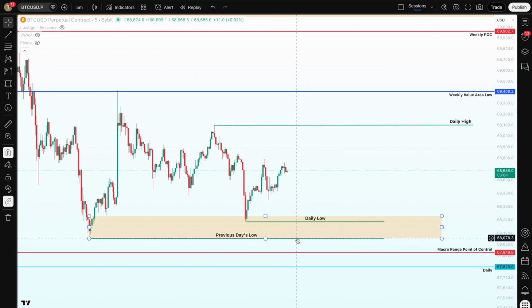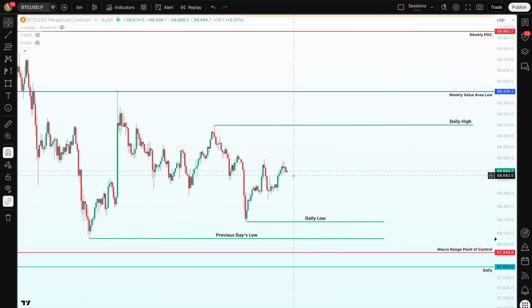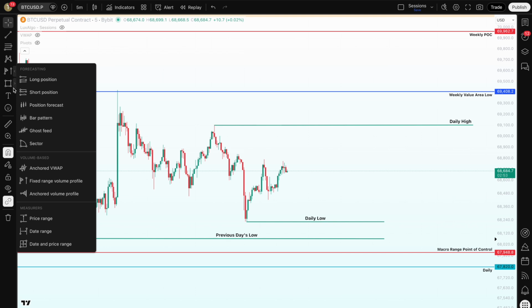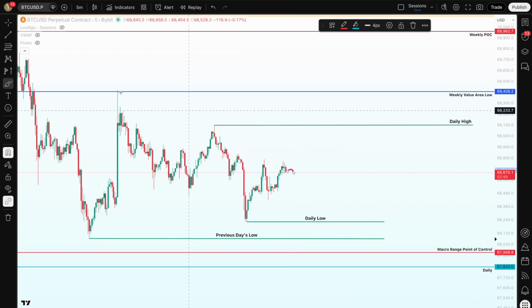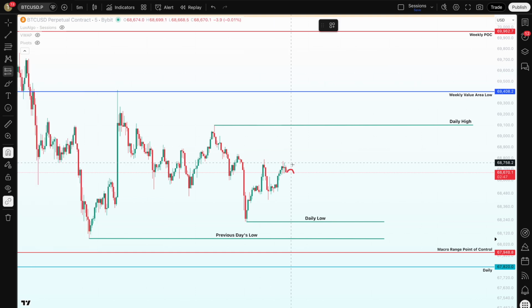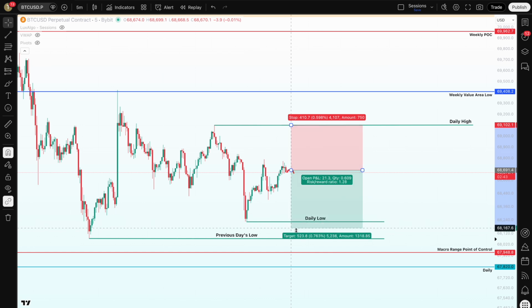a short position. With that being said, would I take a short position right now? Well, in my opinion, if you were to take a short position here, you would have a bit of a hard time finding a good stop loss. So let's say, for example, you have a short position right here and you end up taking it like this. Stop loss above the daily high and targeting the previous day's low.